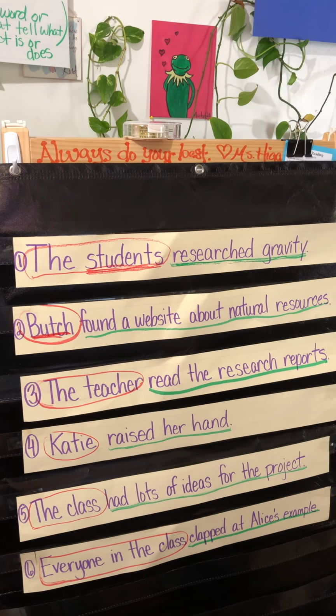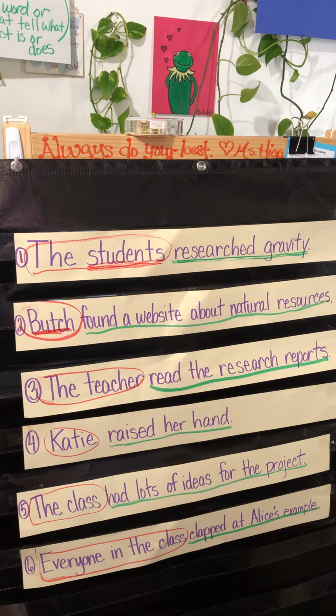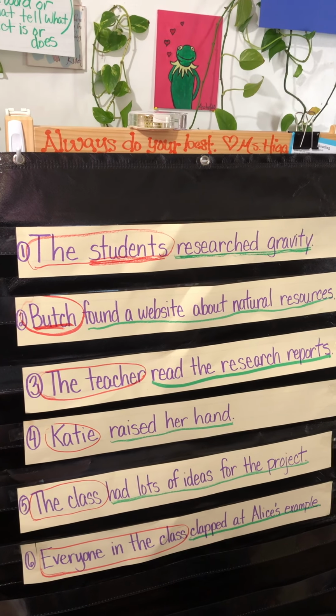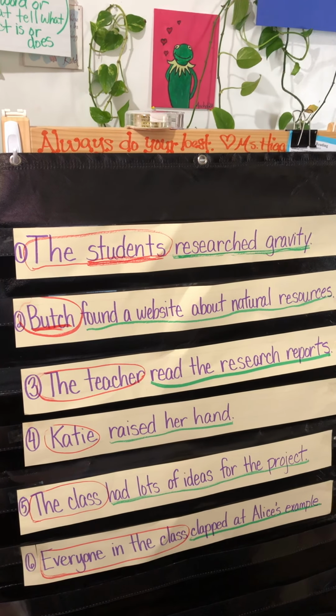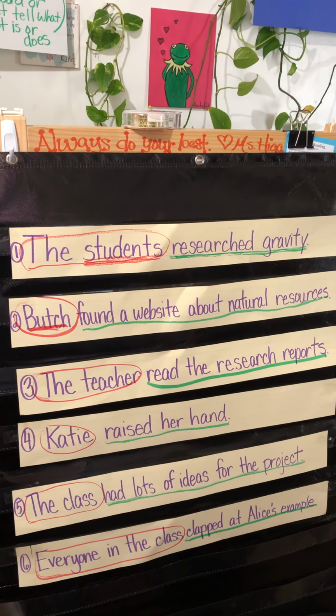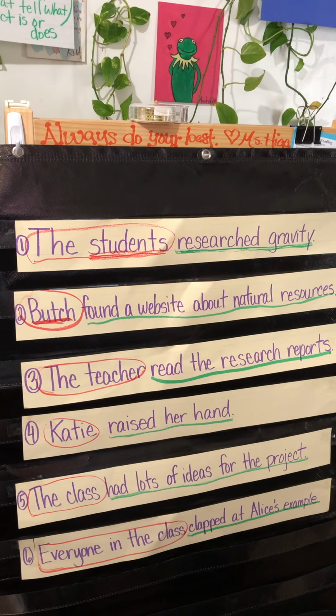Number 2, Butch found a website about natural resources. Who found a website about natural resources? Butch. What did Butch do? He found a website about natural resources. Yep, check, complete thought. It has a subject and a predicate.